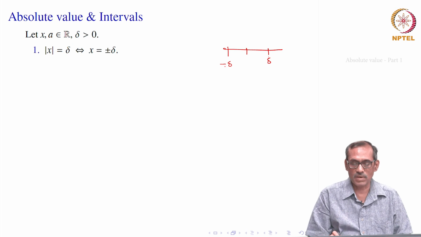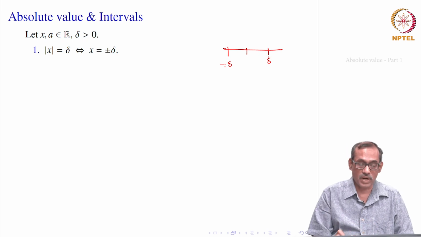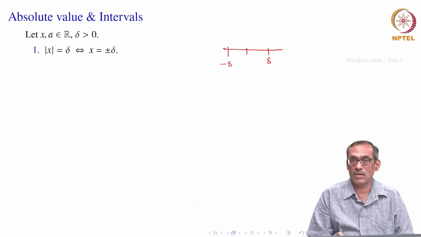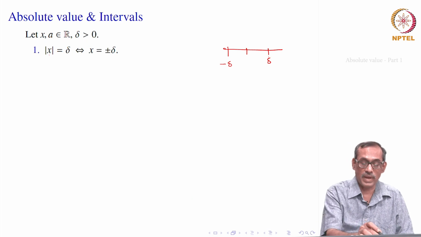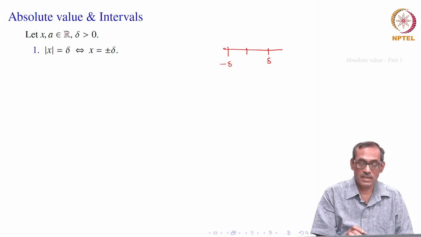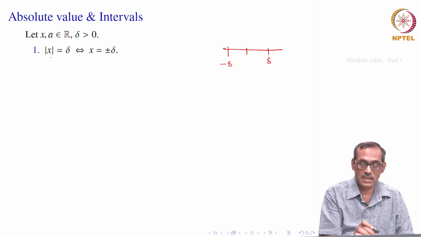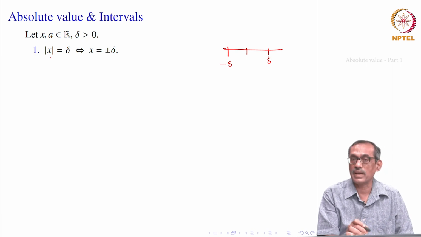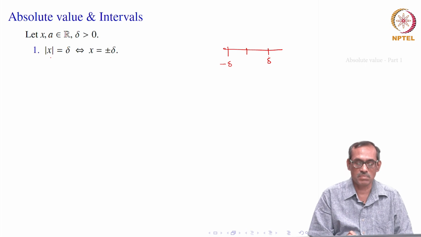If mod x is equal to delta, then x has to be equal to plus delta or minus delta. That is clear from the definition, because mod x is either equal to x or equal to minus x, and that is equal to delta. So, if mod x equals x, then you get x equal to delta. If mod x equals minus x, you get minus x equal to delta, or x equal to minus delta. These are the two possibilities, nothing else is possible.